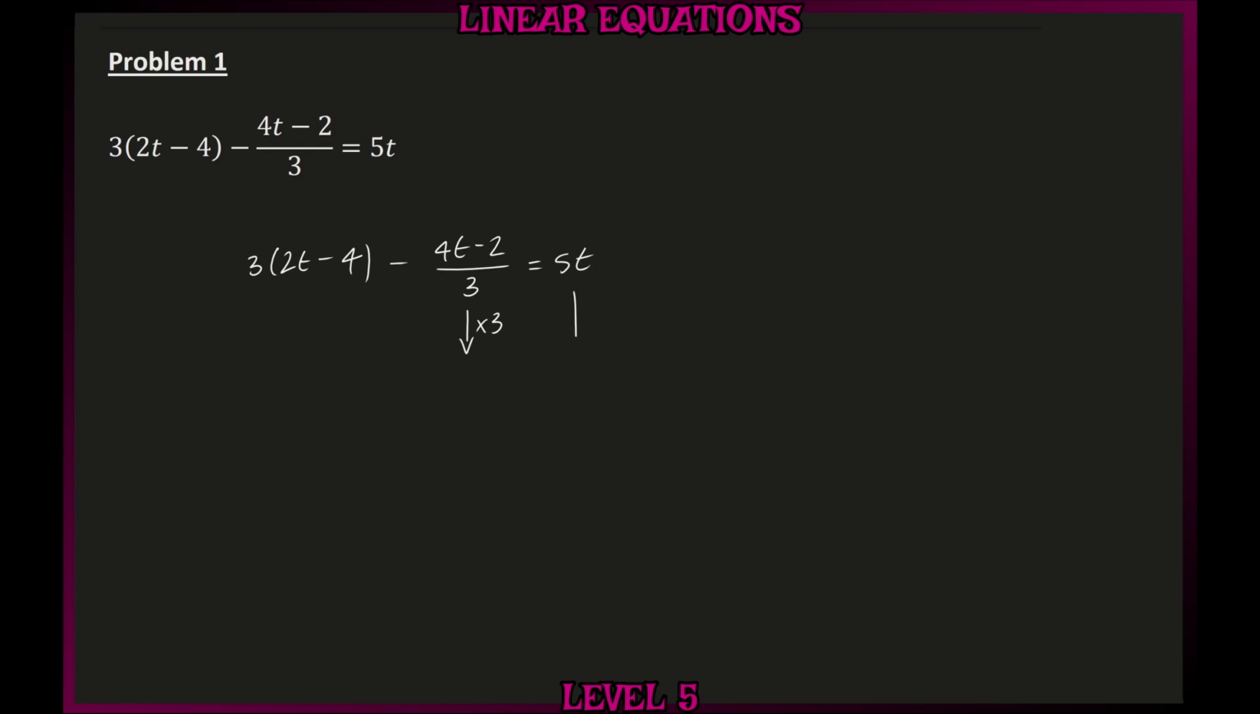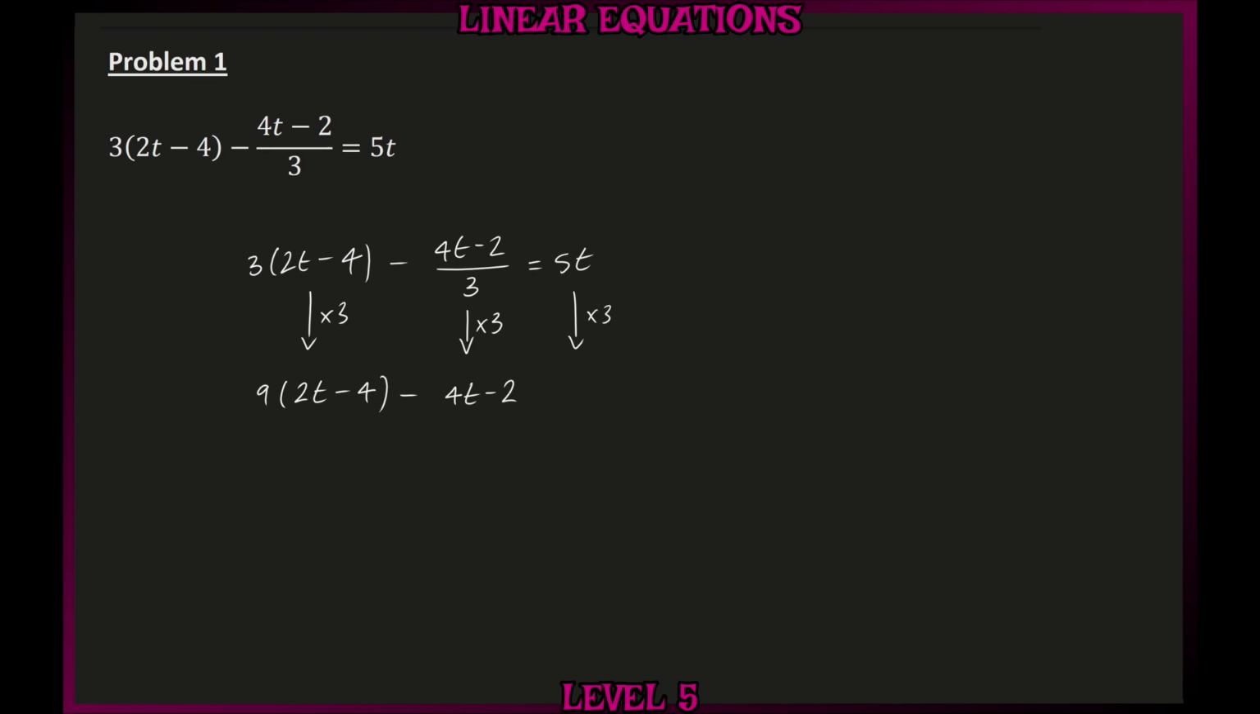This means that we need to multiply the 5t by 3, and we also need to multiply the bracket on the left hand side by 3. If we look at the bracket, this is already being multiplied by 3. So if we times it by 3 again, this is now being multiplied by 9. So we get 9 times (2t minus 4) minus, and from our fraction the times 3 and the divide by 3 cancel out, so this leaves us with 4t minus 2.